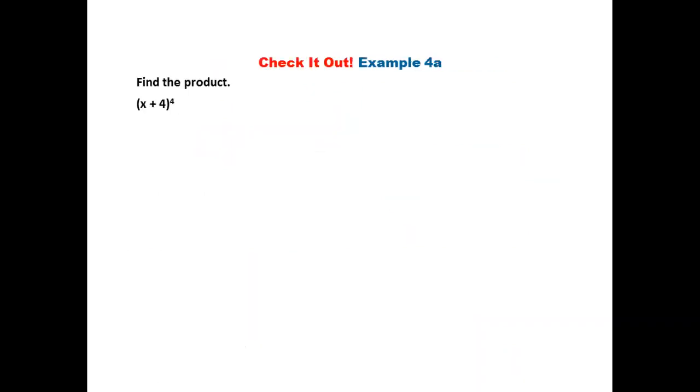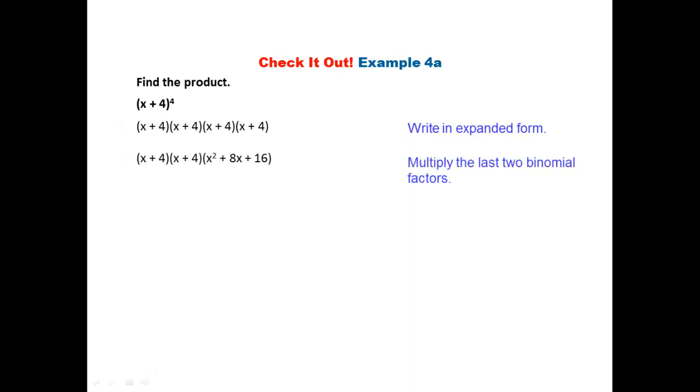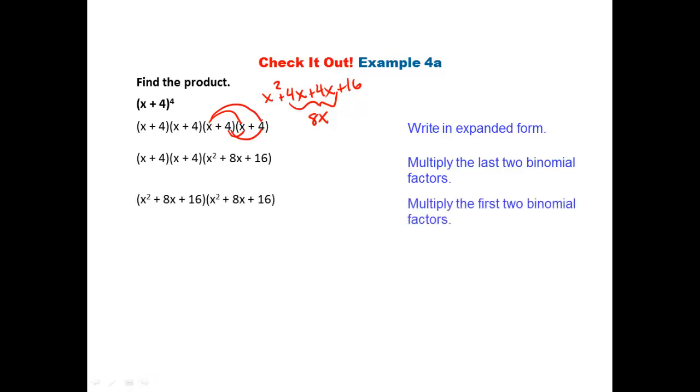Okay, the next one we're going to look at, x plus 4 to the 4th. So remember that to the 4th power means multiply by itself 4 times. What we can do is multiply the last 2 binomial factors together. So we did x squared plus 4x plus 4x plus 16, like terms in the middle. That's where we got our first product. Now for the second product, we have x plus 4 times x plus 4. Well, that's what we just did. So we know that parenthesis is going to be the same.